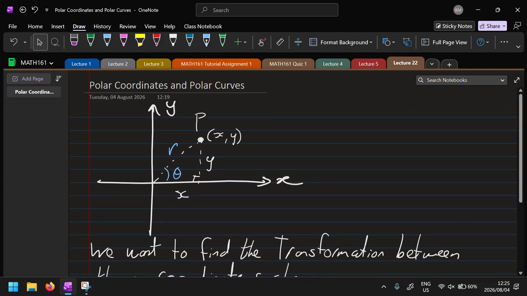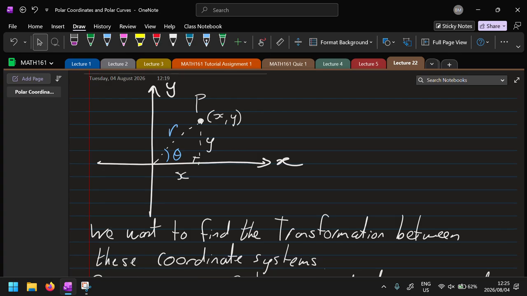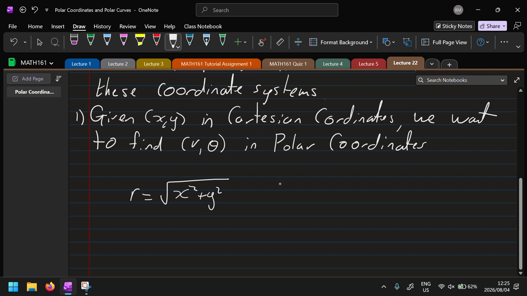Yeah. What about theta? Well, we have the opposite side, y. We have the adjacent side, x. So what relates the two? Tan. Tan theta will be y over x. And if we just want theta, we don't want tan theta, we can do arctan or tan inverse.